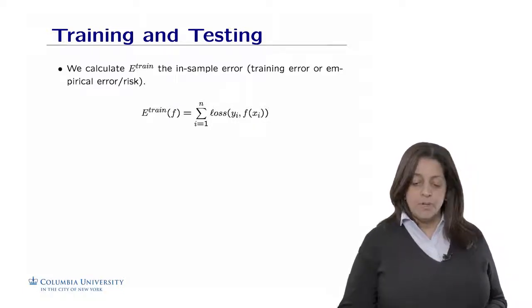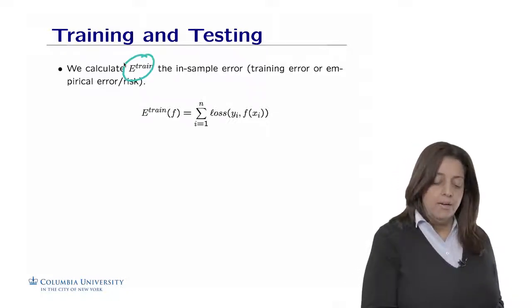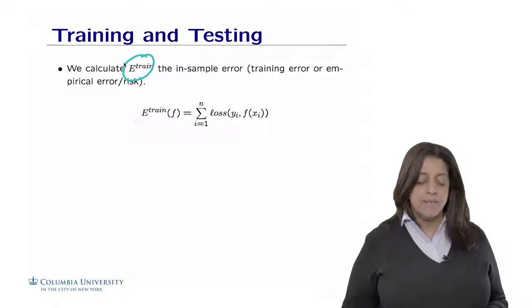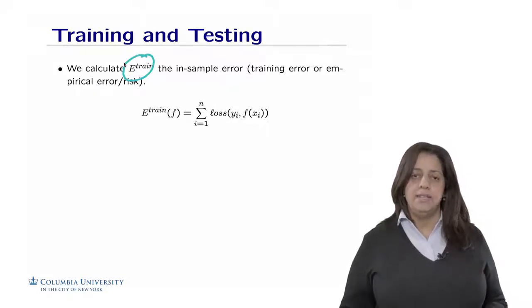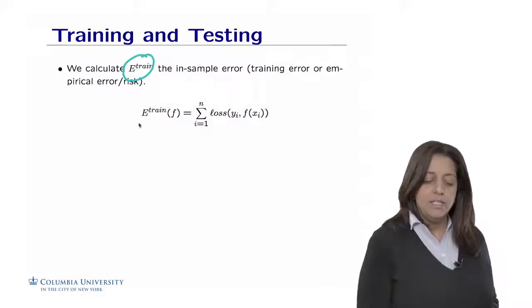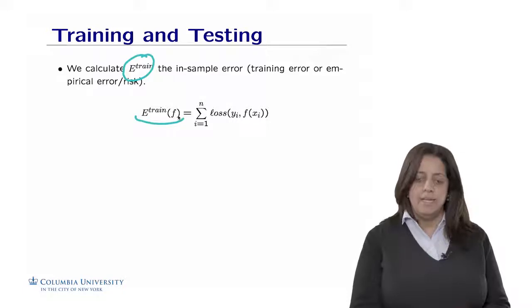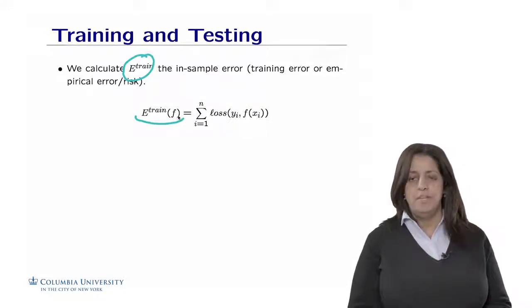So for this purpose, we're going to calculate what we call the in-sample error, or the training error, or also empirical error or risk. The training error is a measure that tells you how many errors your model F is doing on the training data itself, right? So we call it E-train of F, which means that given the model that you learn, how many errors you're making. A way to do it is to calculate how much loss of information you're getting.